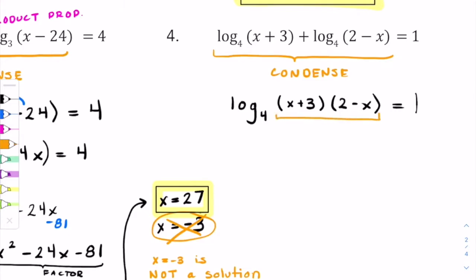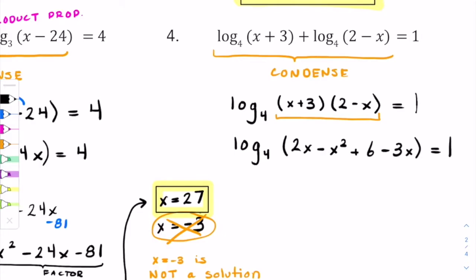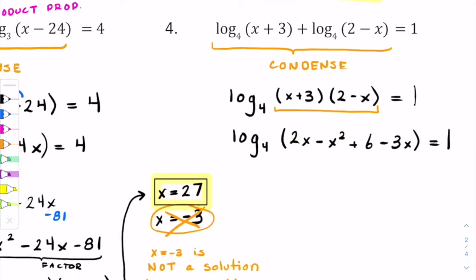I need to multiply these expressions together. Log base 4, 2x minus x squared plus 6 minus 3x. This is still equal to 1. Within this expression, I'm going to combine like terms, and I'm going to write it in standard form. Log base 4 of negative x squared minus x plus 6 is equal to 1.